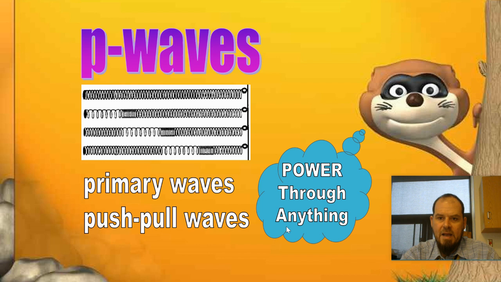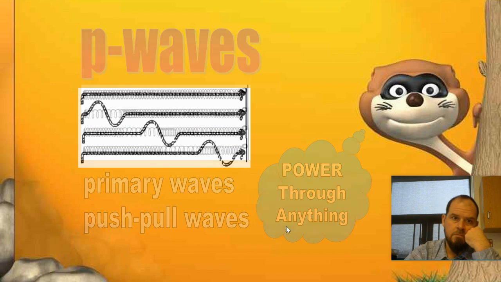They power through anything, so you need to put that in there. That means they go through solid and through liquid. Okay, power through anything means they go through solid and liquid. You might want to write that instead of power through anything: they go through solid and liquid. Because then S waves don't.